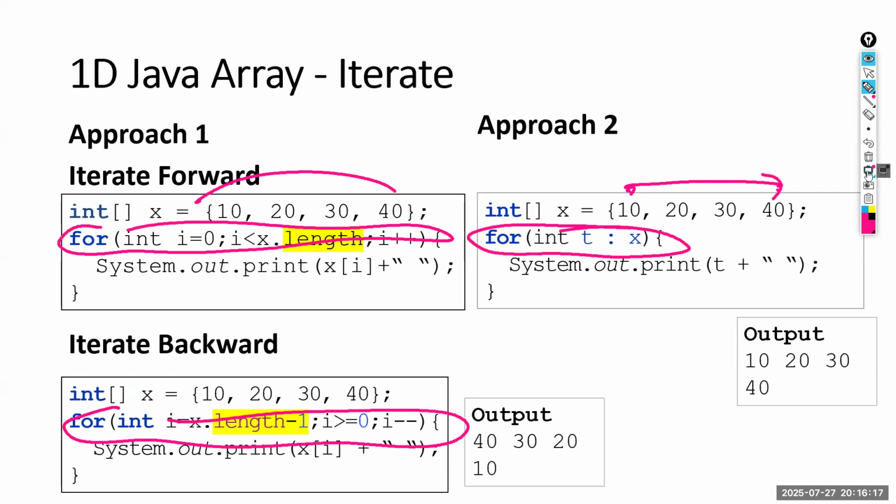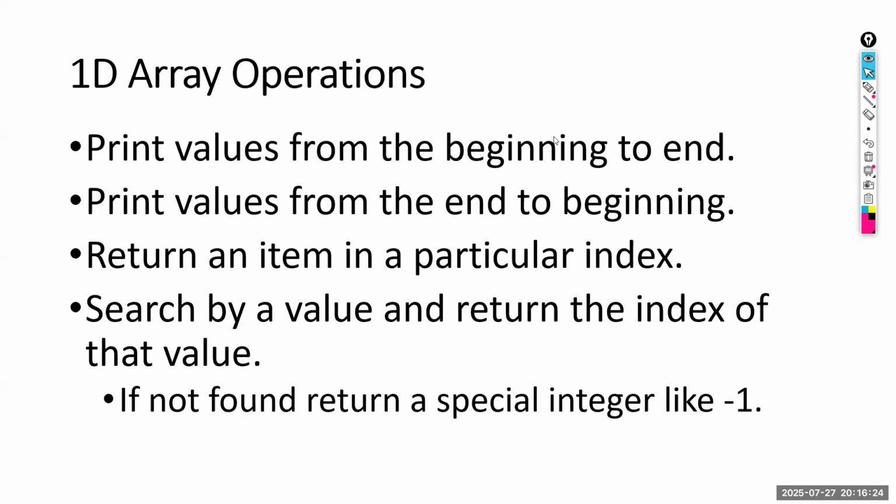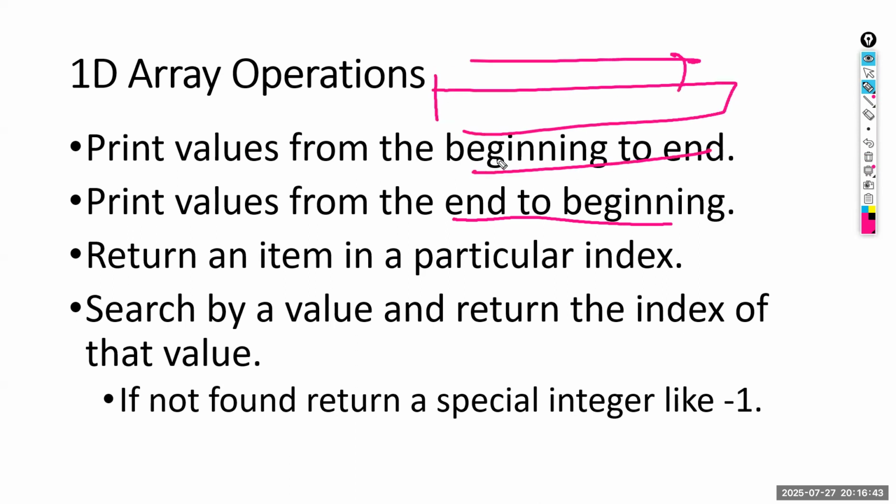So first of all, you must be aware of and familiar with these things. Of course, you must have done this in semester 1. Just a refresher. So these are the 1D array operations. Print: traverse your data from 0 to the last element and print one by one. Print values from the end to the beginning, so you are going from left to right, and then from right to left.